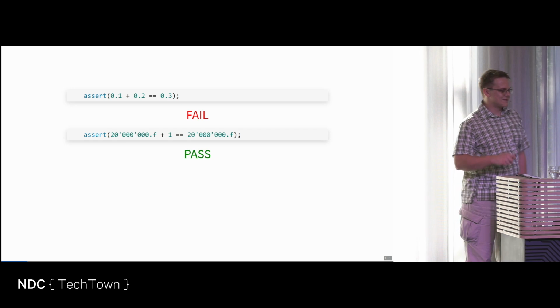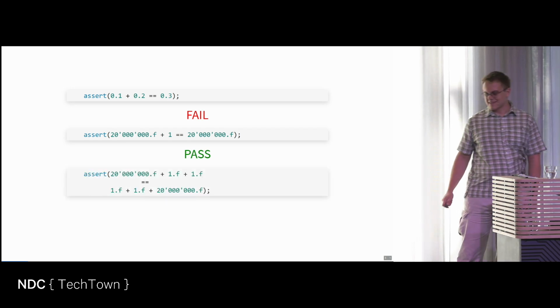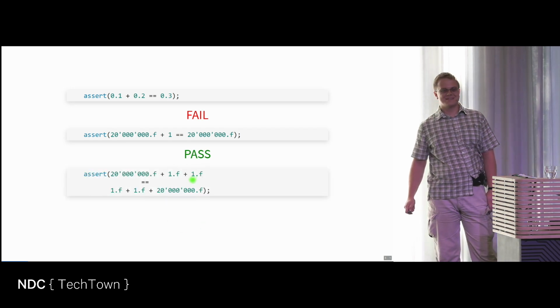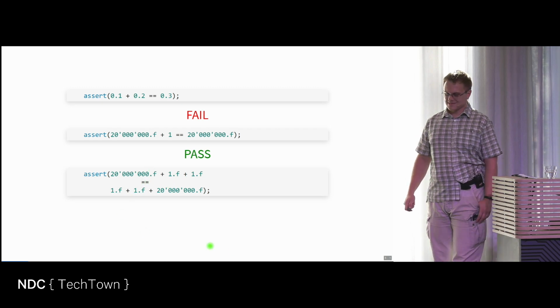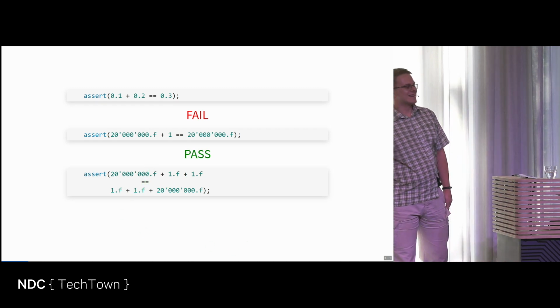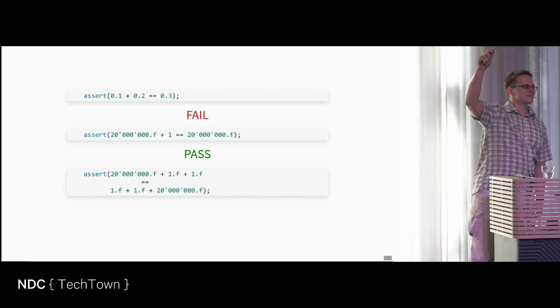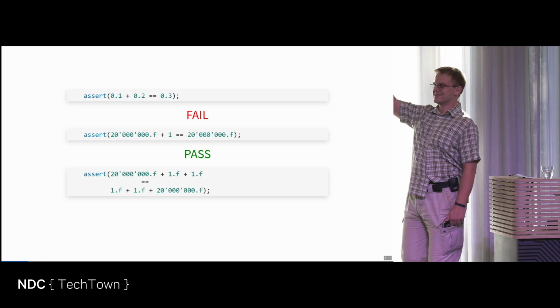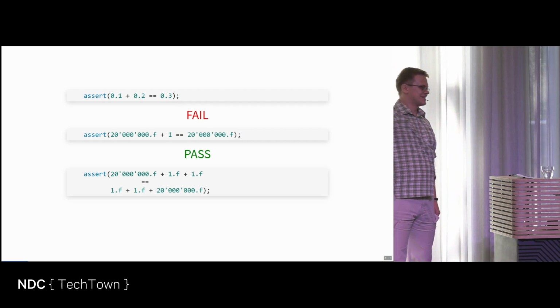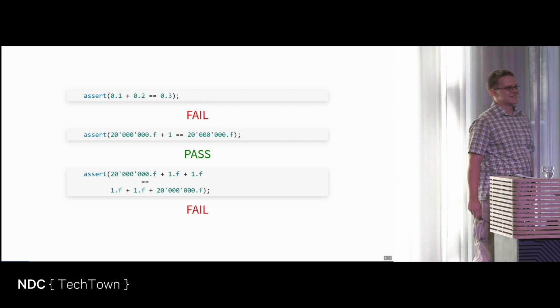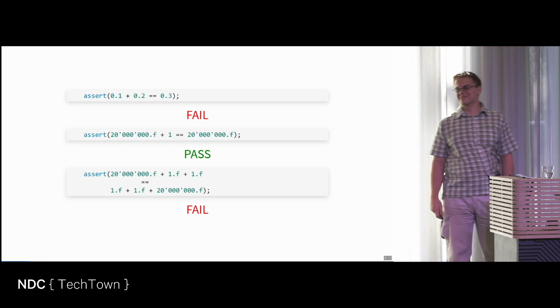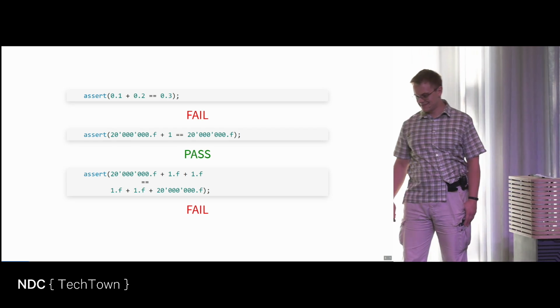So you know what? Let's go overboard a bit. Let's say 20 million plus 1 is equal to 1 plus 1 plus 20 million. Again, pass? Is this true? Or is this false? I have some votes for false. This is false. 20 million plus 1 is not the same as 1 plus 1 plus 20 million.